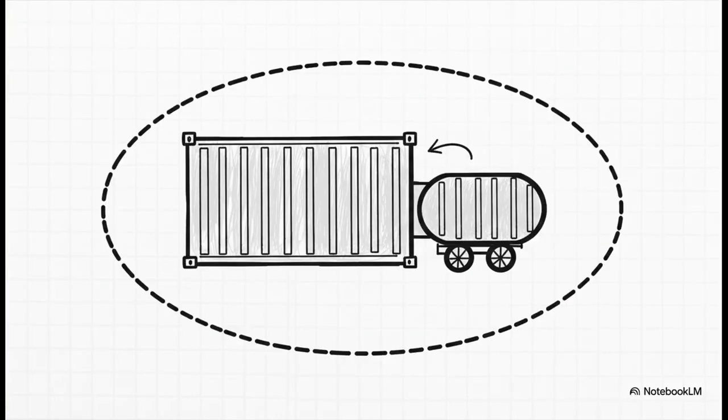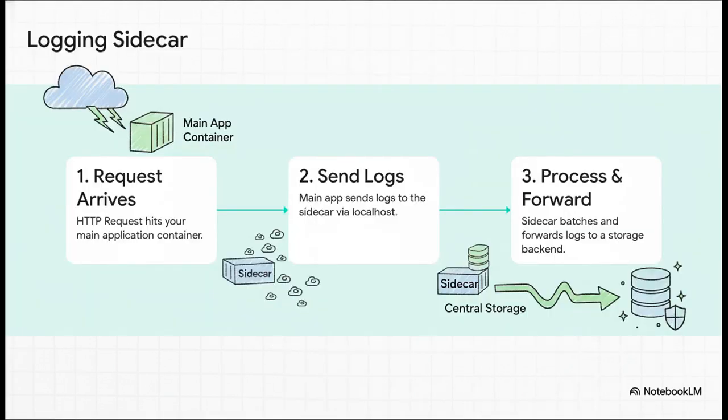But wait, it's not just for simple one-off tasks. This is where things get really interesting. Cloud Run also supports a super powerful pattern that comes from the world of Kubernetes, called the sidecar. And this is a big deal. It lets you run multiple containers together as one unit, which opens up a whole new world of possibilities for more complex applications.